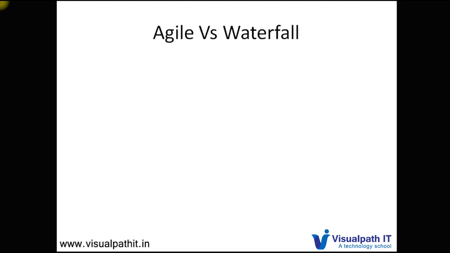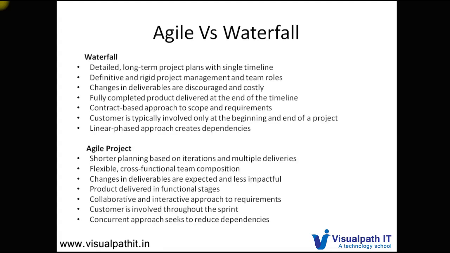Now what is Agile versus Waterfall? We have already seen what Waterfall is. In short, we now have a high level view of what Agile is. So what are the differences? We can go point by point. Basically Waterfall has detailed long-term project plans with a single timeline. So planning happens at the very start of Waterfall, whereas in an Agile project it's shorter planning based on iterations and multiple deliverables.